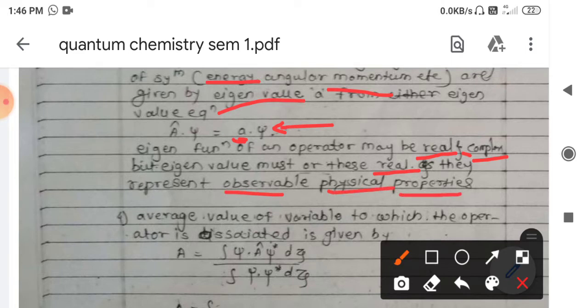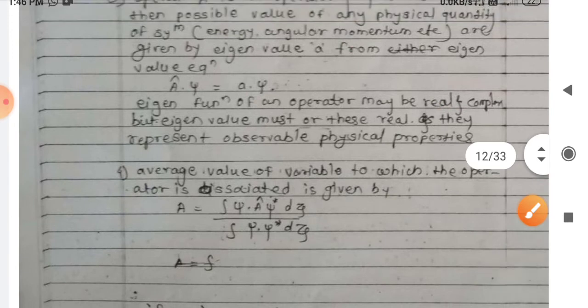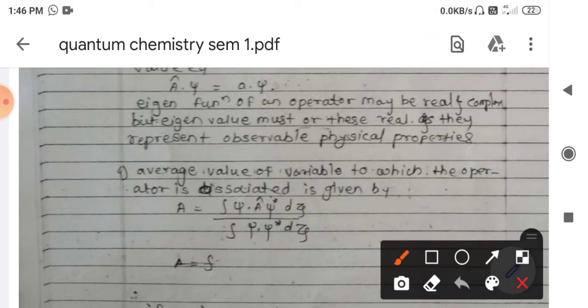Observable physical properties means the energy or the momentum, which we can observe. Observable things are not imaginary, so they have to be real and we should be able to observe them. So this postulate is also telling us the same thing, that eigenvalues are real in nature.